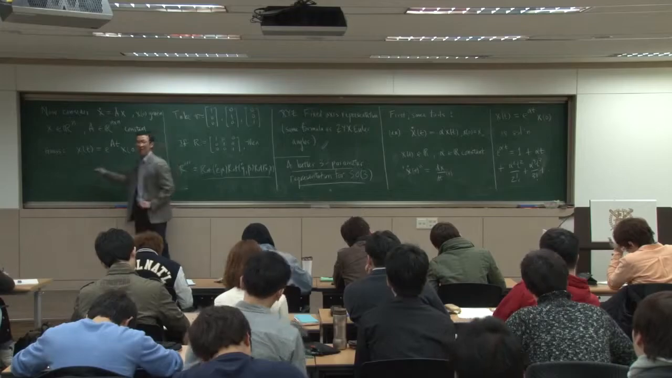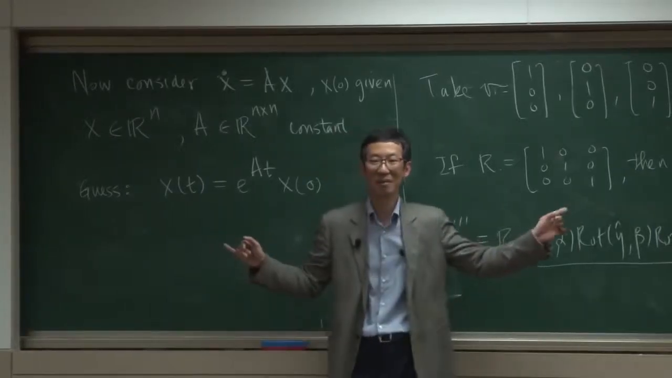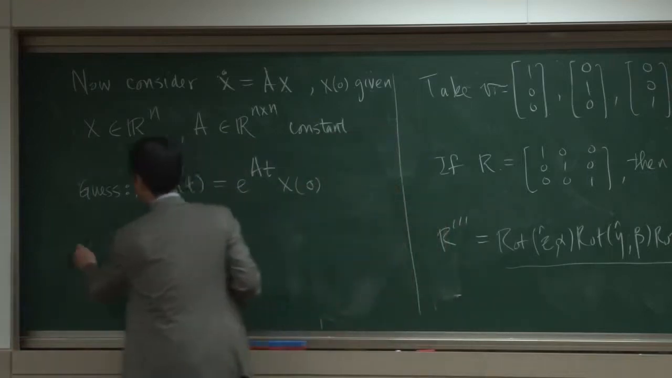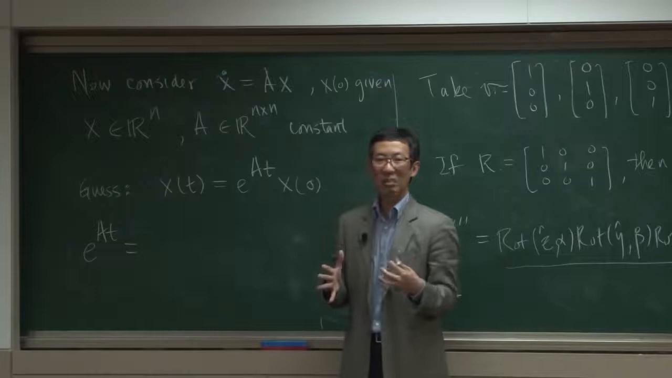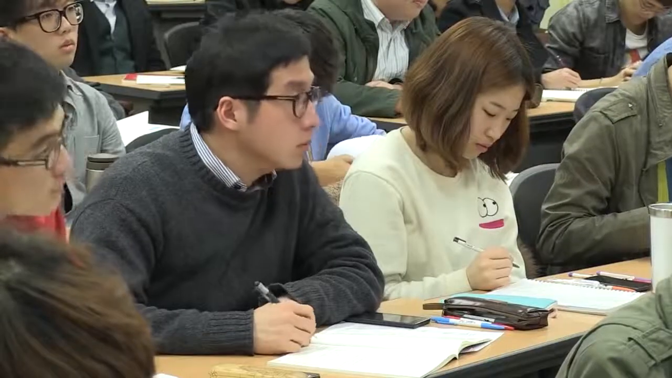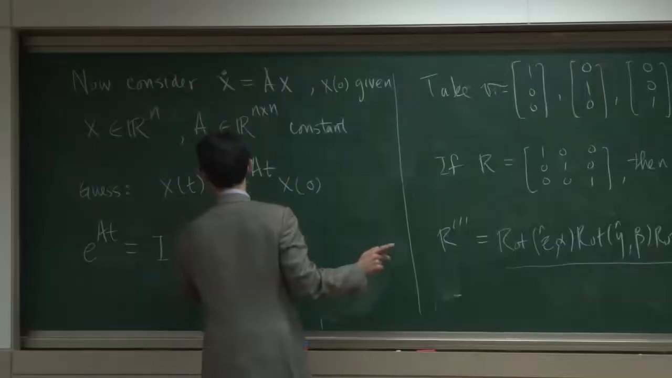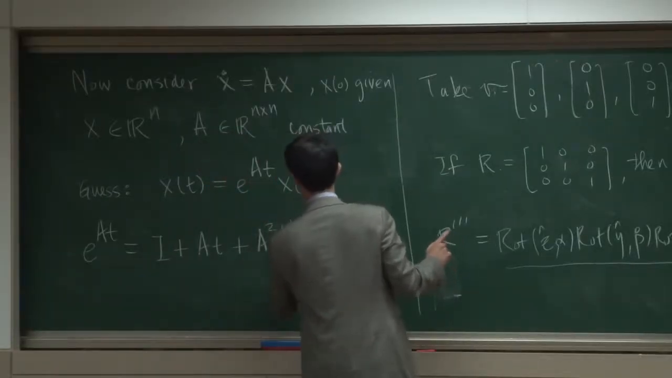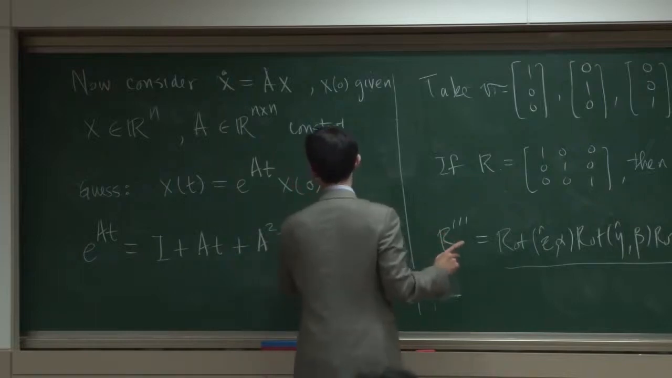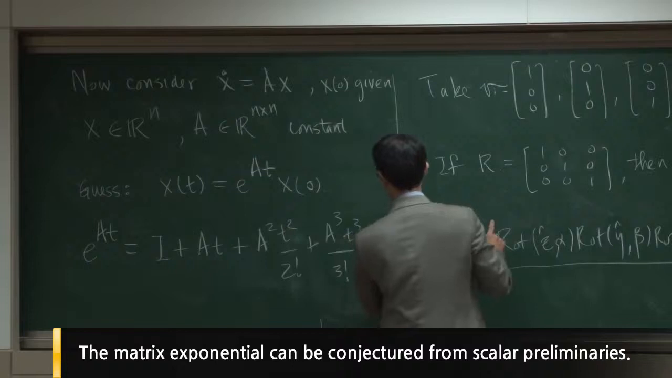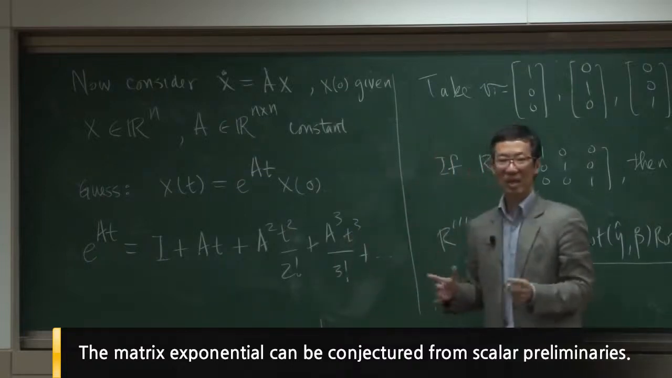While I'm at it, I might as well continue. Copy that, use that as a template. So I'm going to define the exponential of this matrix, A times t, to be, following that, I plus At plus A squared t squared over 2 factorial plus A cubed t cubed over 3 factorial plus so on. So that's my guess.